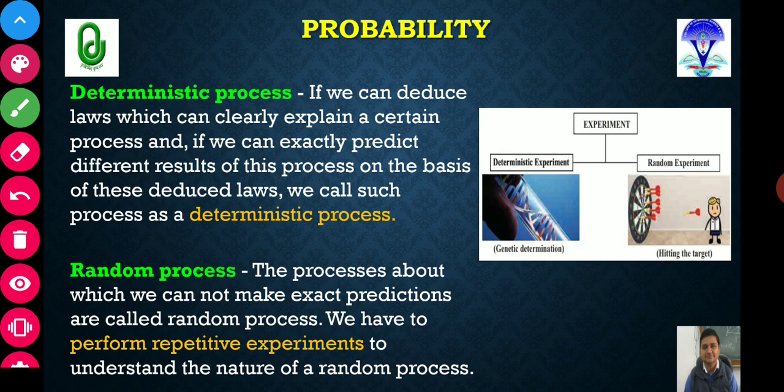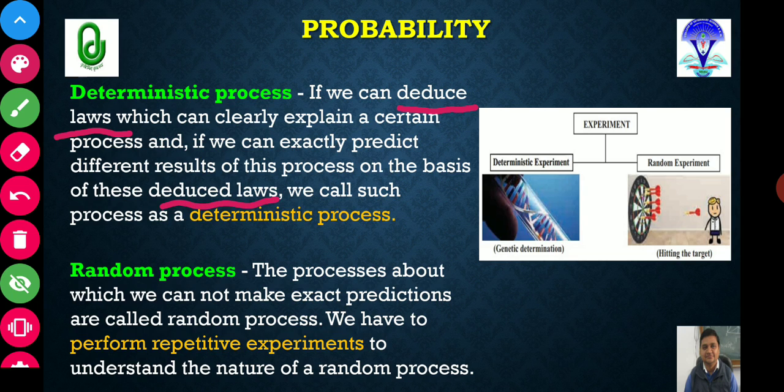Now there are certain processes. Before coming to the actual probability, we will see certain terms or certain processes, the kinds of events that happen in and around us in our day-to-day life. So first one is deterministic process. What is deterministic process? If we can deduce laws, that means the process is governed by certain laws which can clearly explain it, and we can exactly predict different results of this process on the basis of these deduced laws.